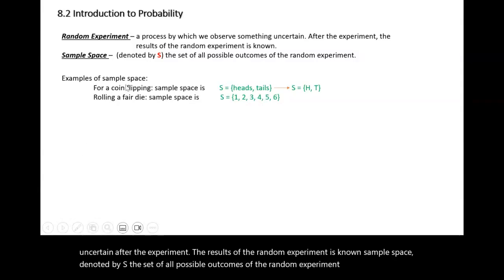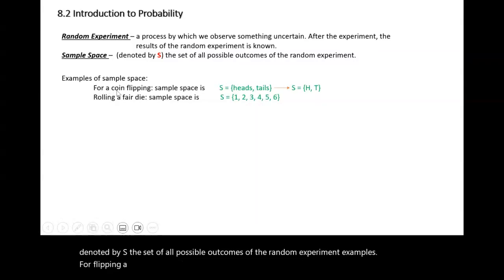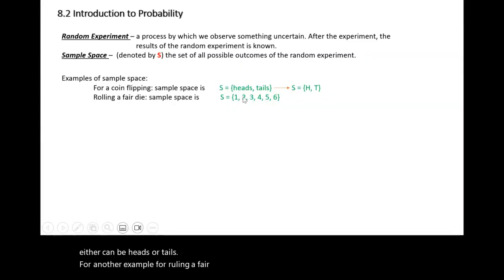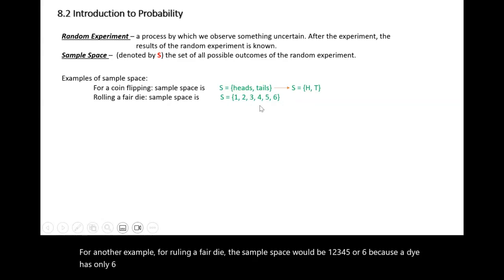Examples. For flipping a coin, right? For a coin flip, the sample space is going to be 2 outcomes, because it can be either heads or tails. For another example, for rolling a fair die, the sample space will be 1, 2, 3, 4, 5, or 6, because a die has only 6 sides, numbered 1, 2, 3, 4, 5, and 6. So this is my sample space.